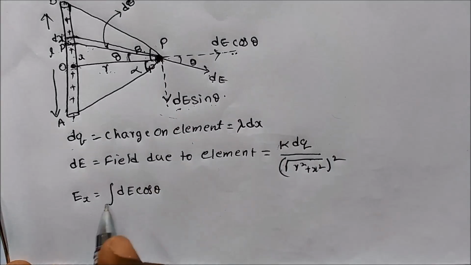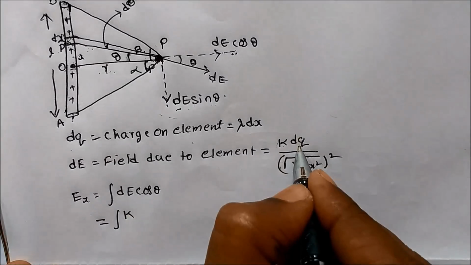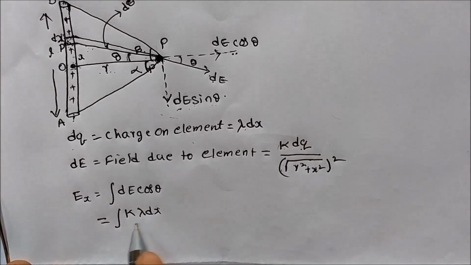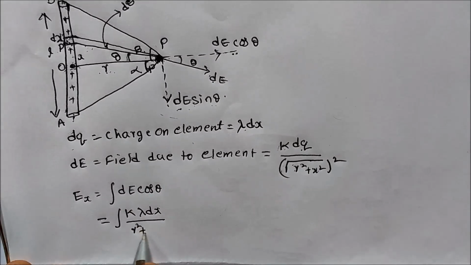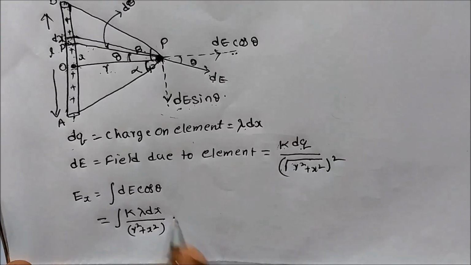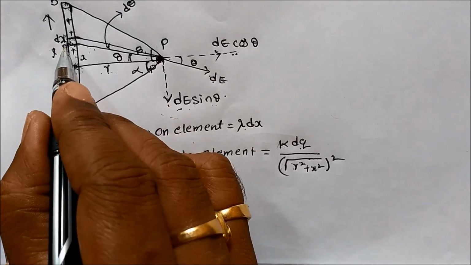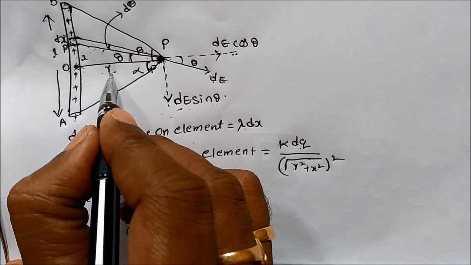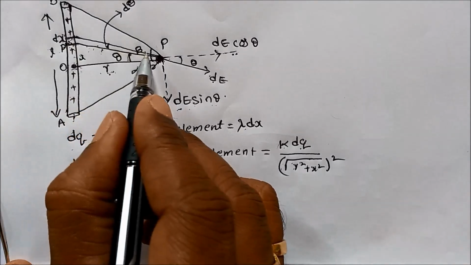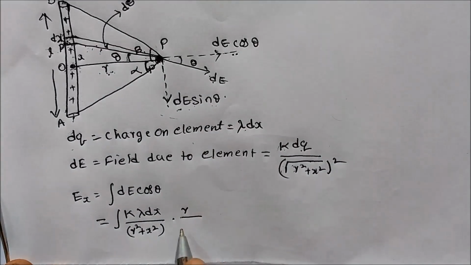Now, here dE is k dq, with dq equal to lambda dx, divided by root over r square plus x square, whole square. Now, r square plus x square into cos theta. From this triangle OPP dash, cos theta is adjacent side divided by hypotenuse. Adjacent side is r, and the hypotenuse is PP dash, that is root over r square plus x square. Now I am substituting it: r divided by root over r square plus x square.